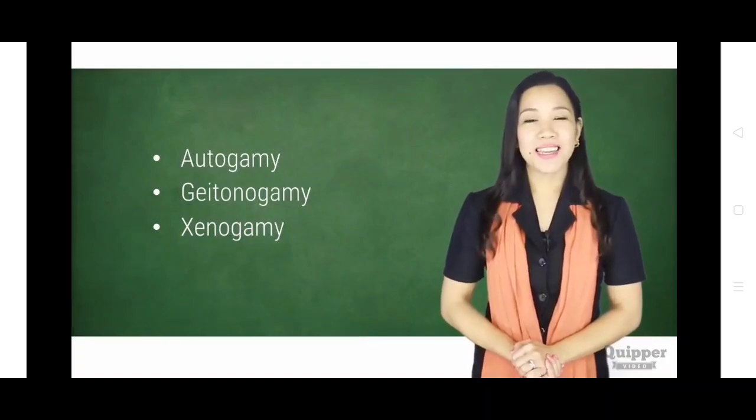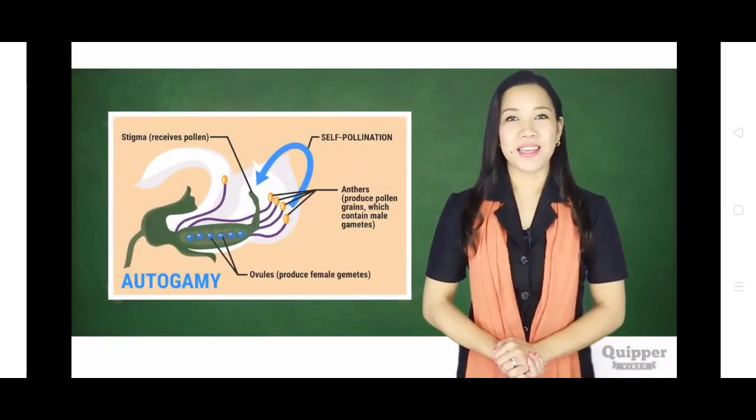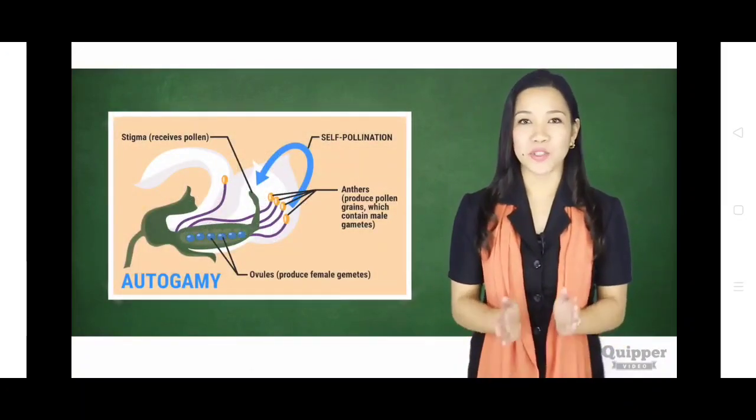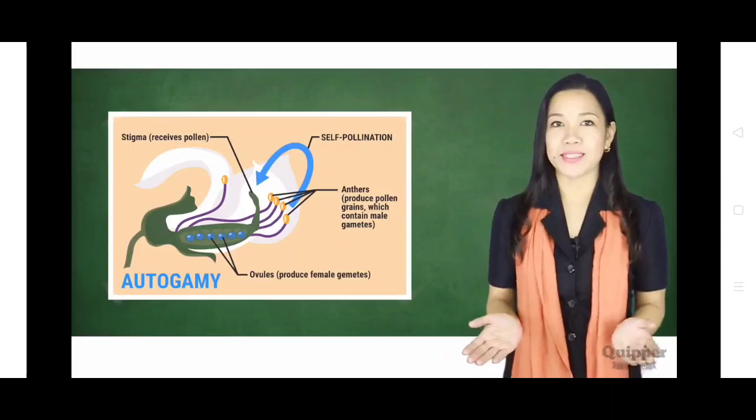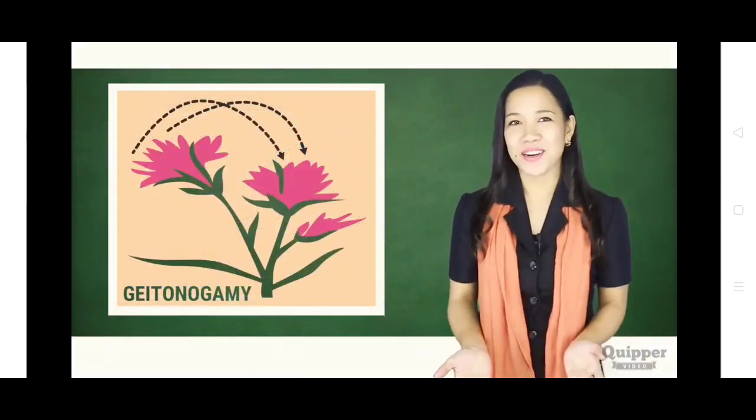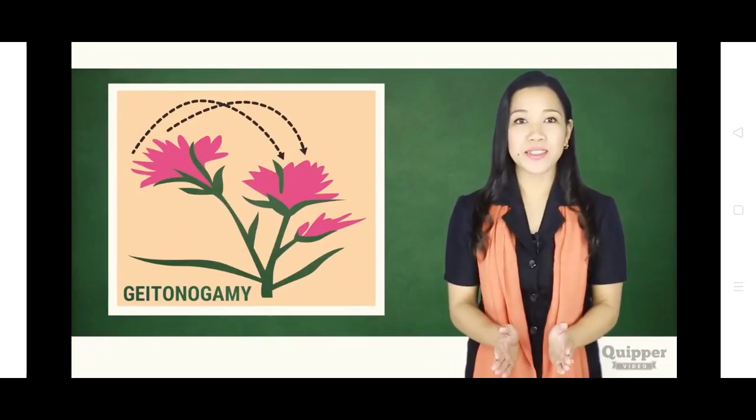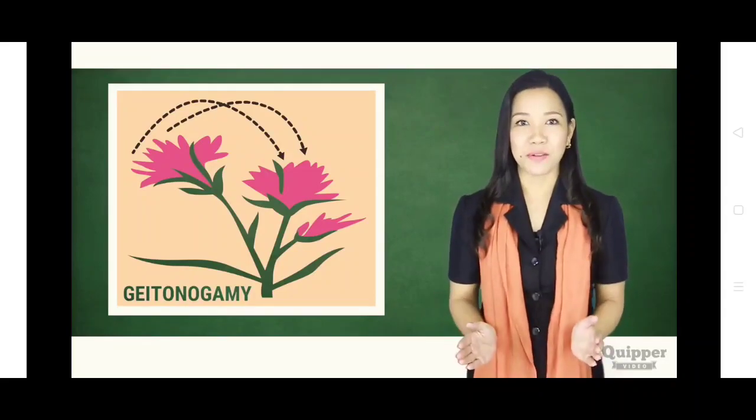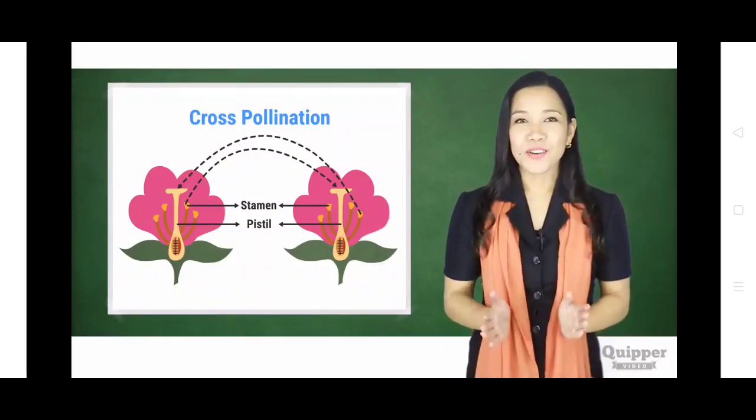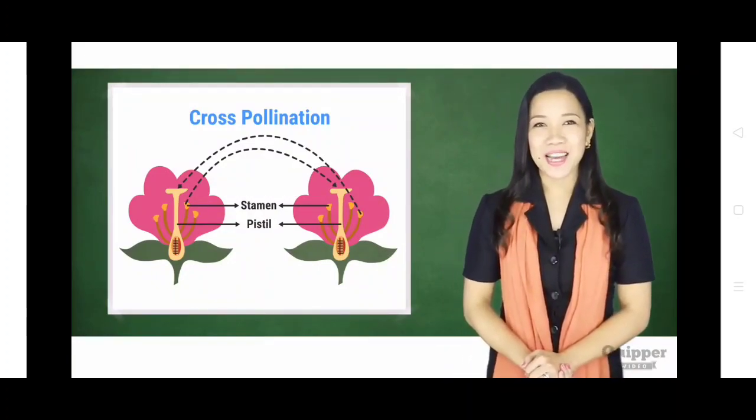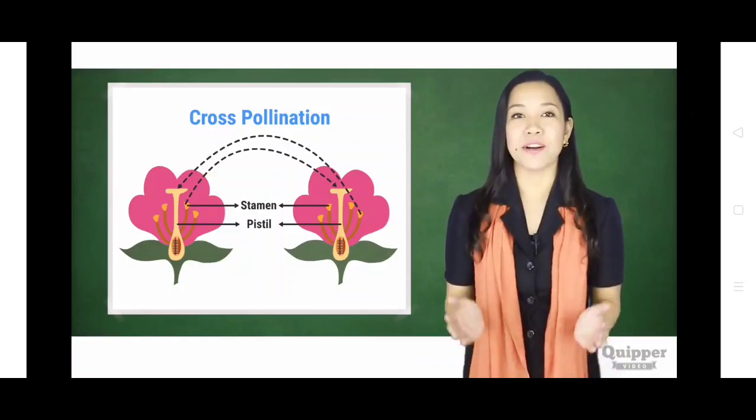There are autogamy, geitonogamy, and xenogamy. Autogamy is a type of pollination where pollen grains are transferred to the stigma of the same flower. It is also referred to as self-pollination. On the other hand, geitonogamy is a type of pollination where pollen grains are transferred to the stigma of another flower of the same plant. Finally, xenogamy, also called cross-pollination, is a type of pollination where pollen grains are transferred to the stigma of a different plant.